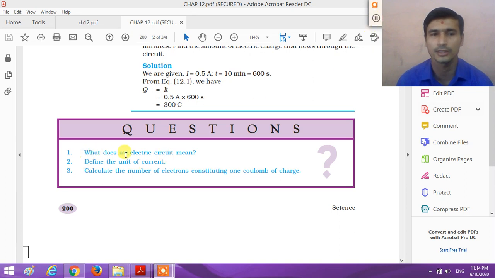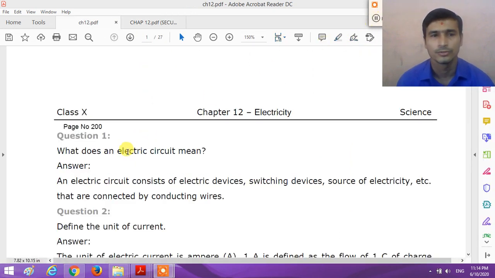Question number 1 is, what does an electric circuit mean? Question number 2 is, define the unit of current. Question number 3 is, calculate the number of electrons constituting 1 coulomb of charge. So how we can write the answers of these 3 questions, we will discuss here. So dear students, question number 1 is, what does an electric circuit mean?